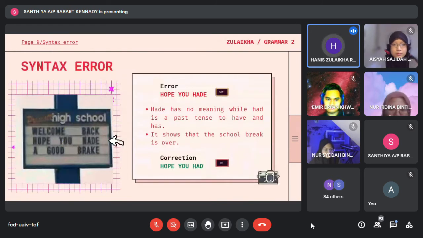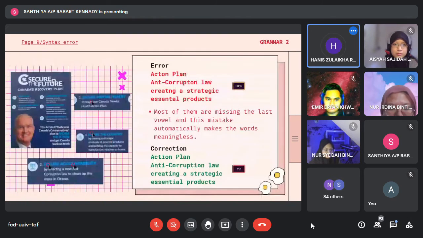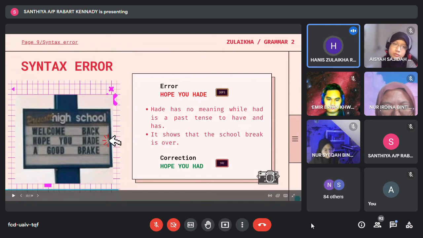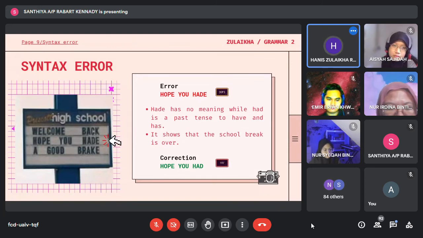Okay, so this is the first material. As you can see here, there is a misspelling error. The error is "hope you had", which basically has no meaning, while "had" is a past tense of have and has. It shows that the school break is over. So the correction for this error is "hope you had", H-A-D without E. Next slide, please.